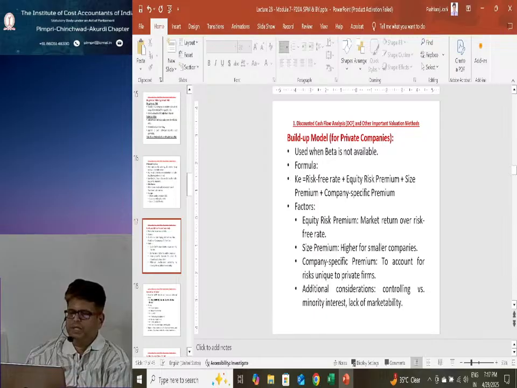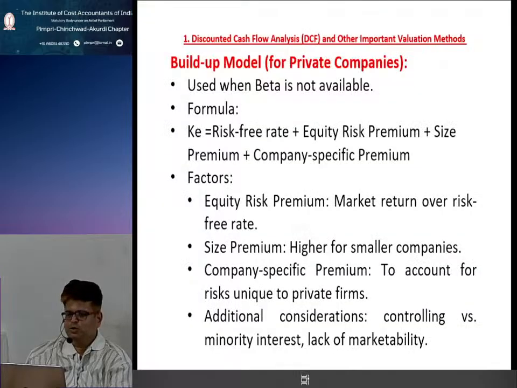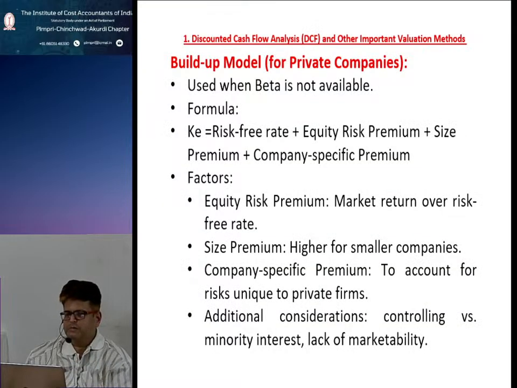Then let's see the build-up model. The build-up model is especially used for private companies, when beta is not available. If the company is not listed, it is very difficult to gauge the beta. Being a private company, there will never be a market return that can be assessed, and therefore the build-up model is used.